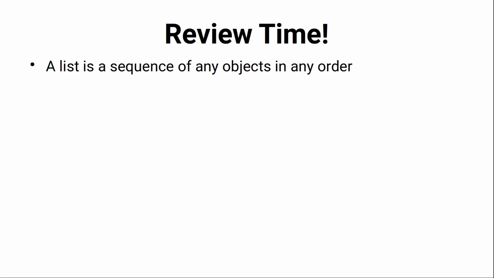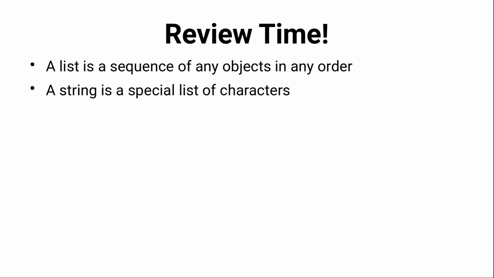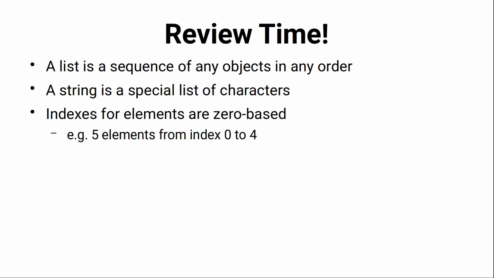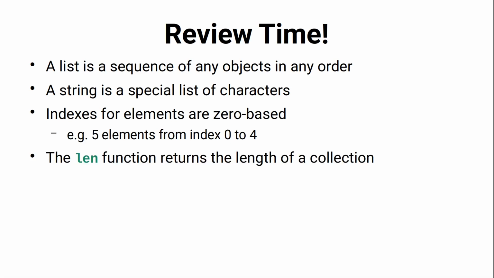A list can be a sequence of anything in any order. A string is like a list of characters, and you can treat one like that in many ways. Lists and strings are both indexed collections, and the index of the first element is 0. You can get the length of a collection with the len function, and the return value of that will be 1 higher than the highest index. So a list of 5 elements will have a length of 5. But the 5th element will be at index 4 because the first element is always at index 0.